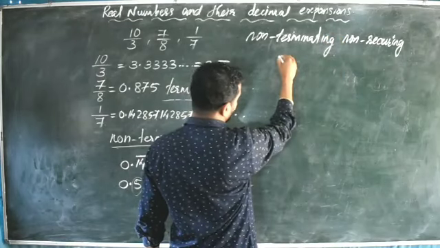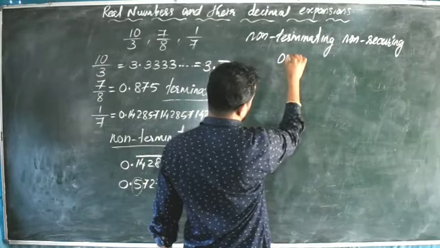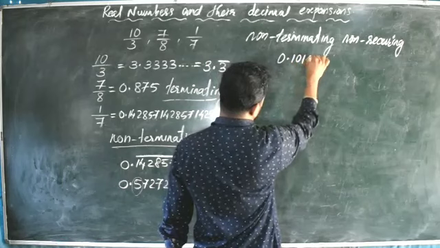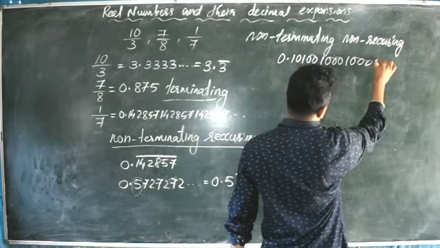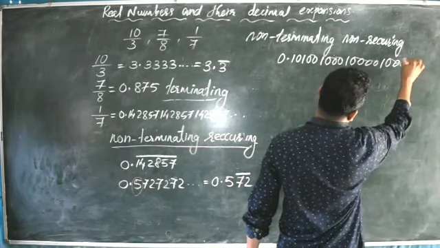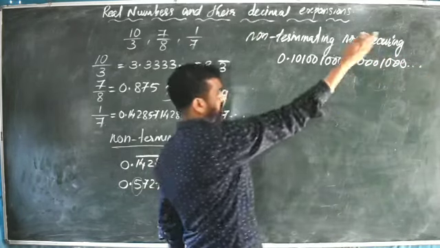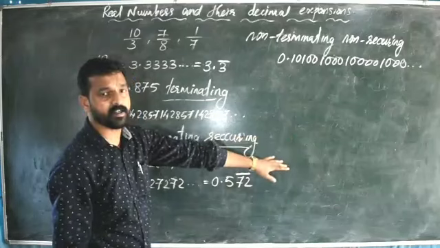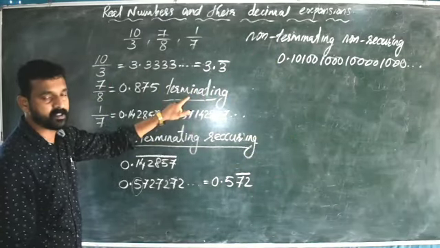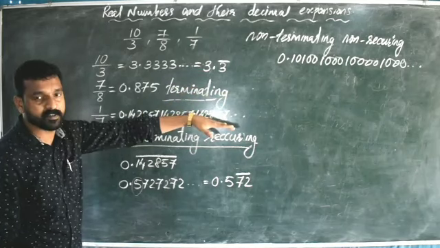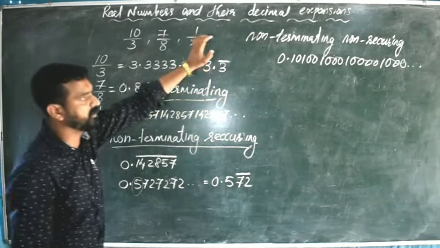Now I will show you an example. Suppose a decimal expansion 0.10, 100, 100, 1000, 1000, etc. The division process never ends, so it is non-terminating. If the division process ends, then it is terminating. If the division process is not ending, then it is non-terminating.